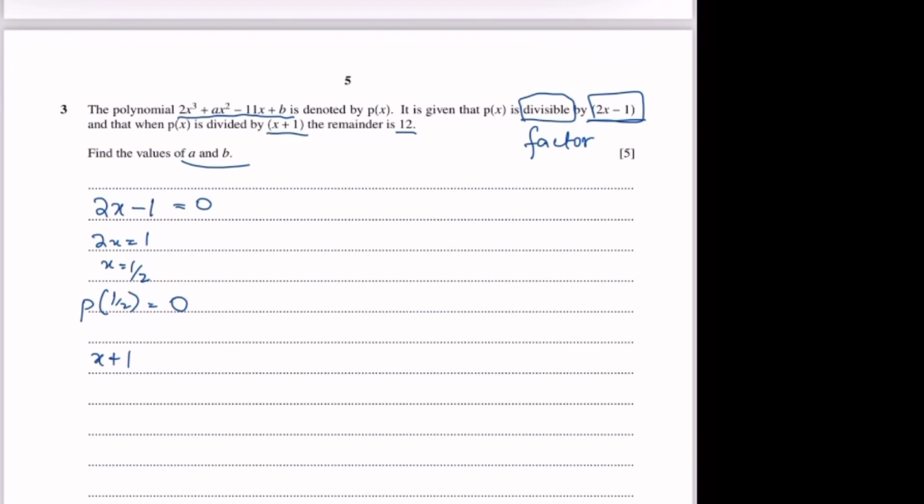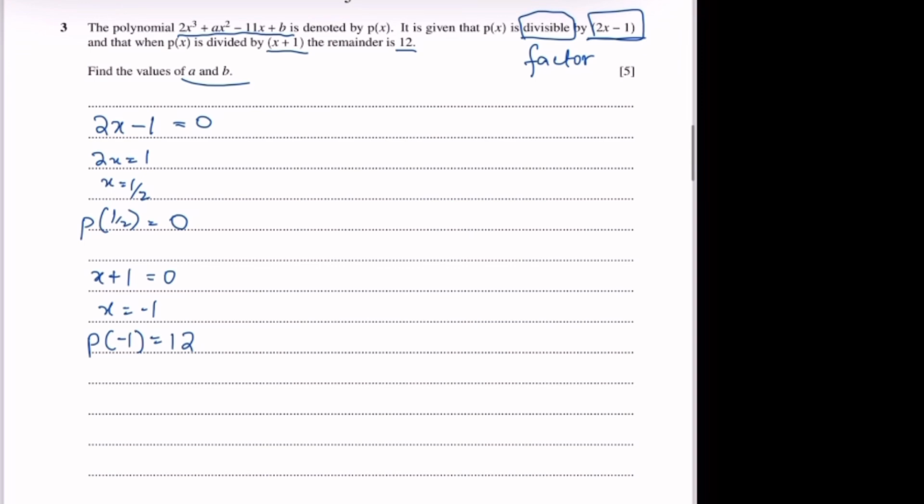And now the second piece of information, which is x plus 1, so we will use the remainder theorem. X plus 1 is equals to 0, and then x is minus 1. So basically when we put x is equals to minus 1 in the polynomial, the answer of the polynomial will be equal to 12. So let's do that.